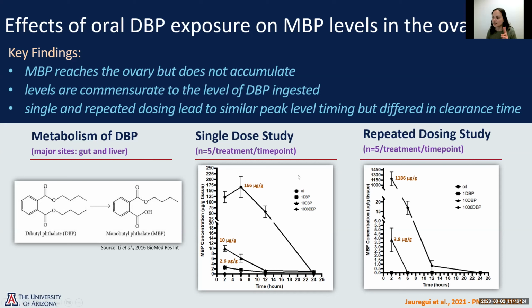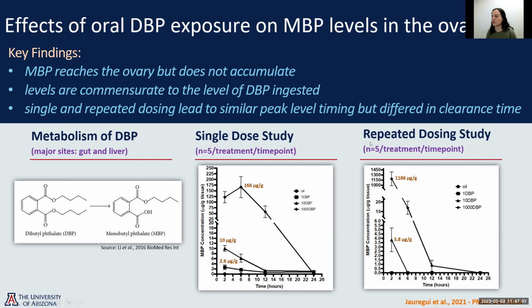So we did a couple different experiments. In the first one, we gave them one dose of 3 different levels of DBP or oil, and then we tracked the levels of MBP in the ovaries of the mice. And you'll see initially for the really high dose, we gave them a whole bunch of it, and the concentration went up really high, and then over time started to go down. So that gives you an idea of how long this compound lingers in the ovary, so that we know how much gets there, so that we can match that to the human studies.